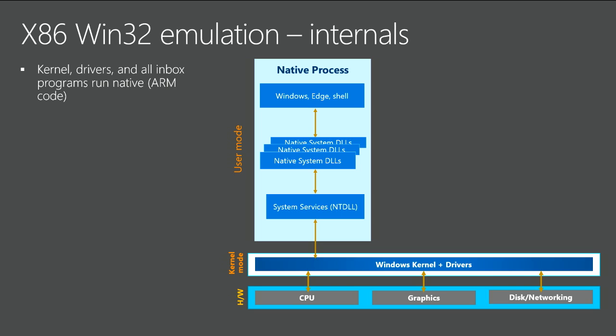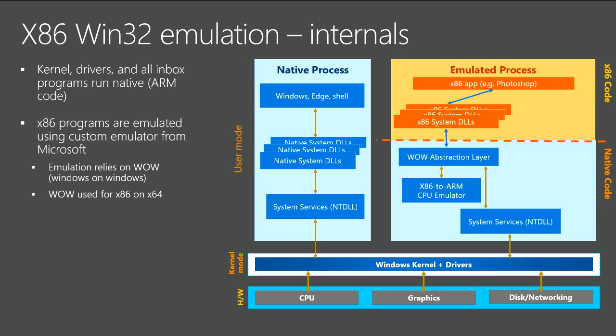And down here, you have in kernel mode, the actual Windows kernel and the drivers. And they operate with devices like the GPU, disk, and networking, basically at hardware speeds. So these native processes, which are all the inbox experiences, basically run at the full capability of the ARM64 hardware. If you go ahead to the next.